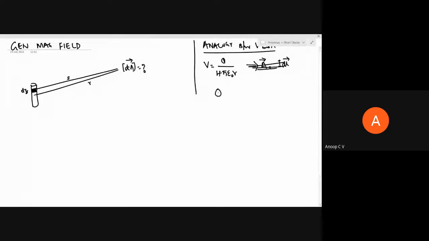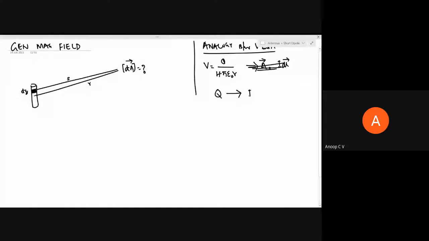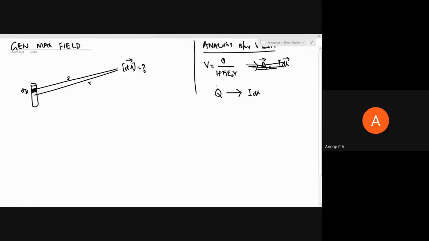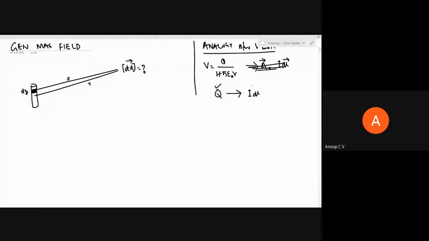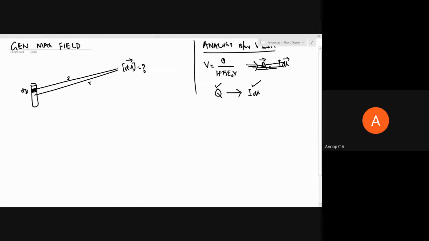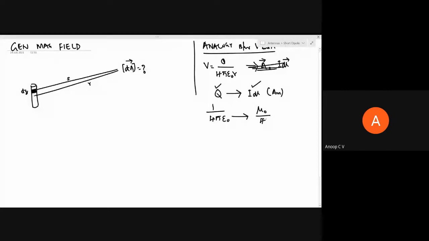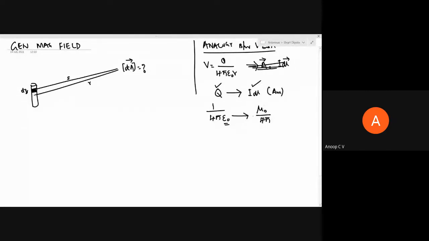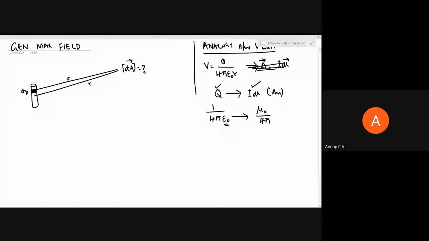Analogy: Q will become I dl, which means the cause for electric field is charge, and similarly the cause for magnetic field is a conductor carrying current. So I is the current and dl is the differential length. Its unit will be ampere meter. And 1 by 4 pi epsilon naught in this expression will become mu naught by 4 pi, where epsilon naught is the permittivity of free space and mu naught is the permeability of free space. And R will be R itself.